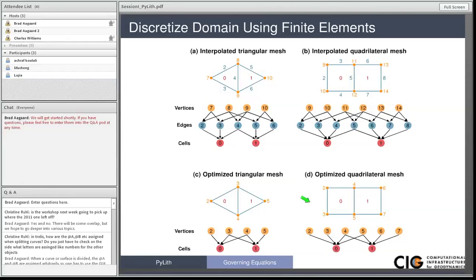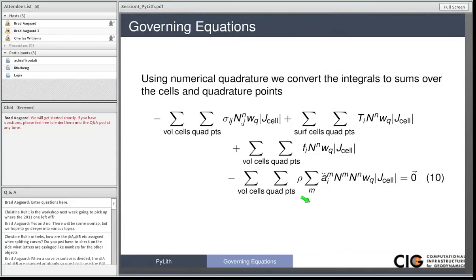So with breaking up our volume or surface into elements made up of these triangular or quadrilateral elements, we then have those integrals. They now become sums over our volumes, and we use numerical quadrature to convert the integrals into sums over the quadrature points. So we have stress, derivative of the shape function, a weight here, as well as the determinant, the Jacobian of the cell that maps from our reference cell into our deformed configuration or mapped configuration.